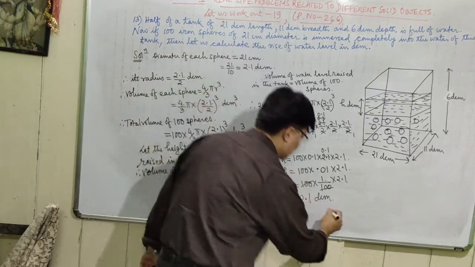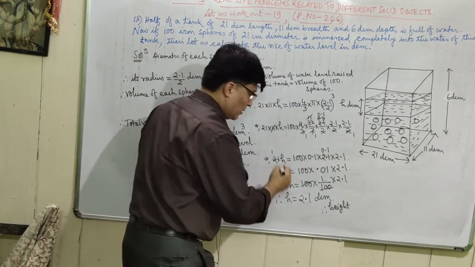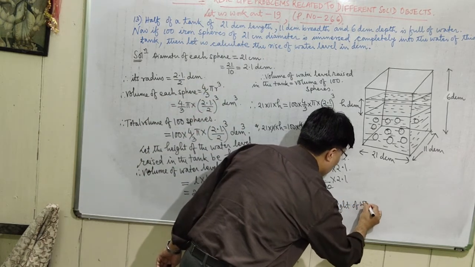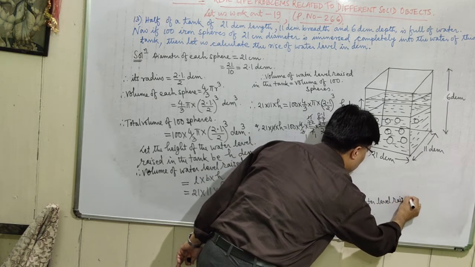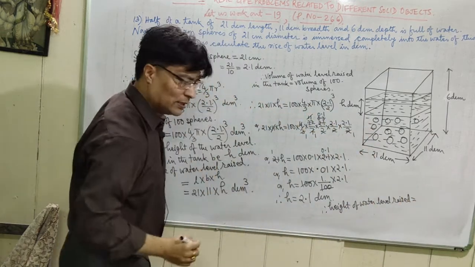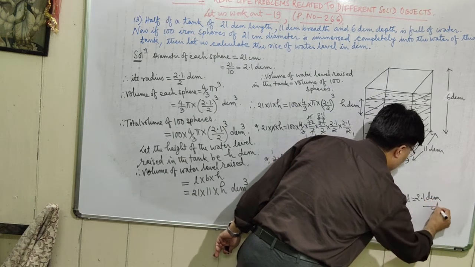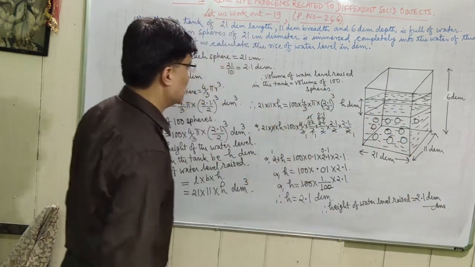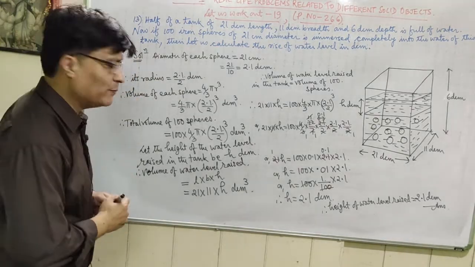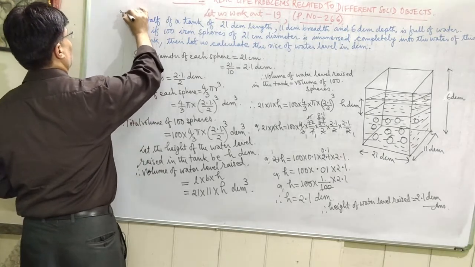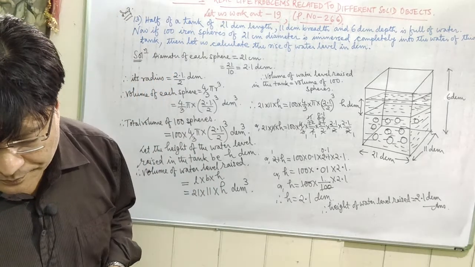That is the answer. So therefore, height of water level raised is equal to, what is the answer? It is 2.1 decimeter. So this is the final answer. So I think you have understood it. So this question is very, very important. You can mark it. You can revise it at home. So let's do next problem now.